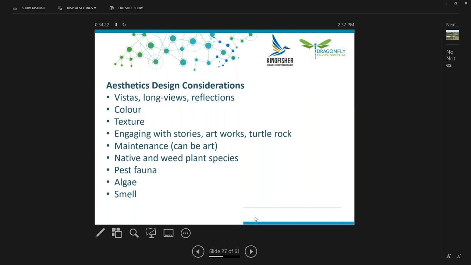Of course, pest species, algae, smell, all of those are aesthetic design considerations, but we cover them in the design itself. Now, algae will happen anywhere in an urban wetland if something has to take up the nutrients. So if something's going to take up the nutrients, it's more likely to be algae if there's nothing else there.